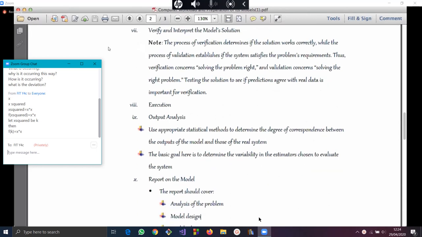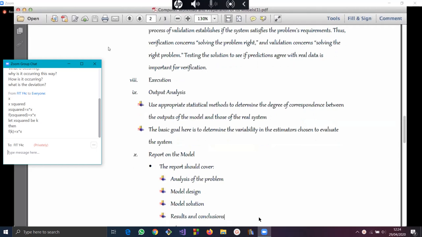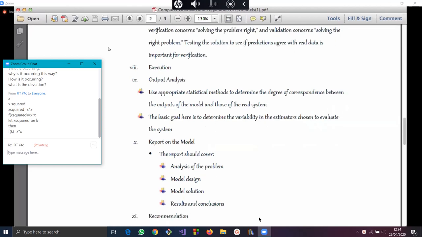Report on the model is another thing that you report. In the report, it must cover all the things that you've done, all those stages. In other words, you are documenting. You document how you conducted your analysis of the problem. What did you find there? How did you design the model? What solution did you get from your model? What's the result and what's the conclusion?